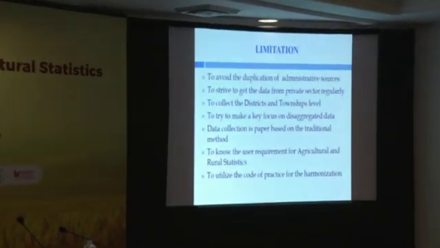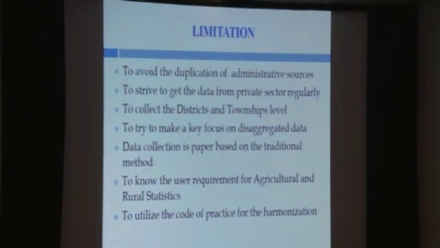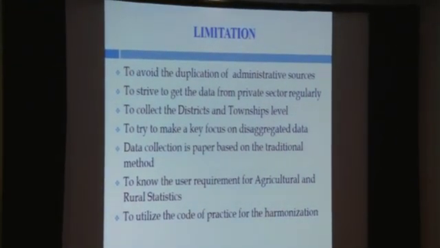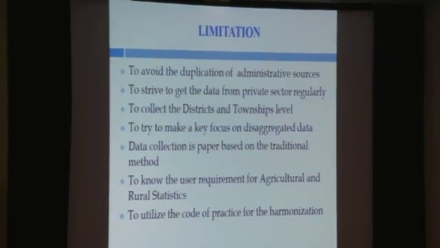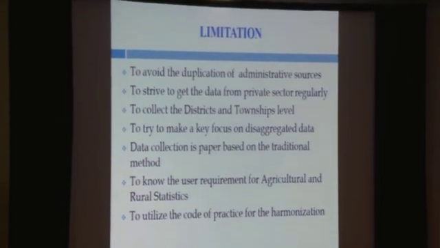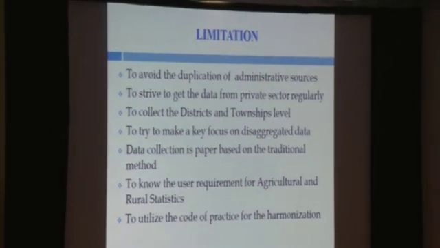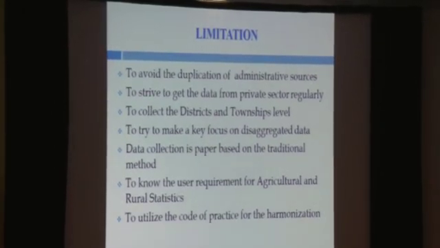We are collecting administrative data, but we have a lot of challenges and limitations. Especially, we should be careful about the duplication of administrative data, and we should also include private sector data. Mostly we relate to government data, so we should include the private sector, and also combine the union level data. We should include district and township level data, and also disaggregated data.